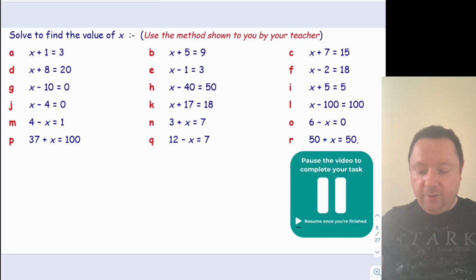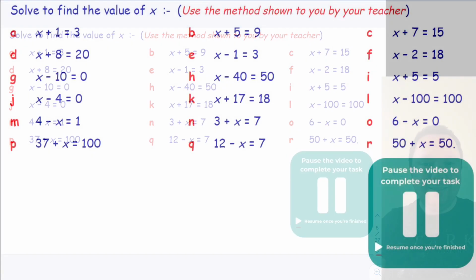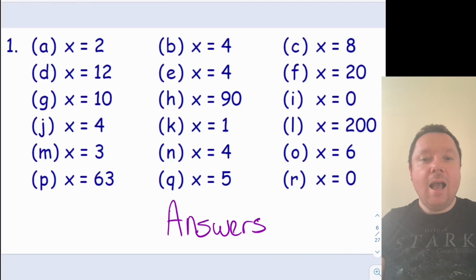Okay, here's some work for you to try. So solve to find x. Use the method I've just shown you. You can pause the video here to complete your task. And here is all the answers to the ones we've just done.